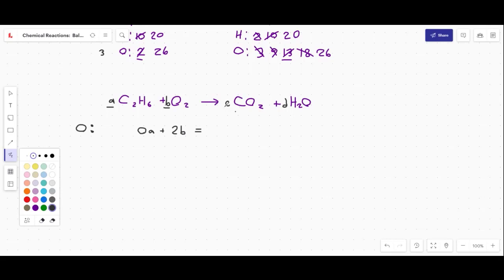How many oxygens are in the carbon dioxide? 2. So that means it's going to be 2 oxygens for every C. And then how many oxygens for water? Well, 1. So that means it's going to be 1 oxygen for every D. So 1 times D. Does it make sense why I did that? Can you see why that works as an equation? The oxygens on the reactant side have to be equal to the oxygens on the product side.